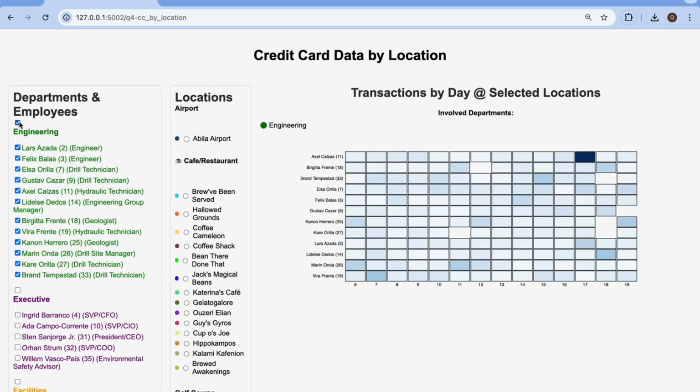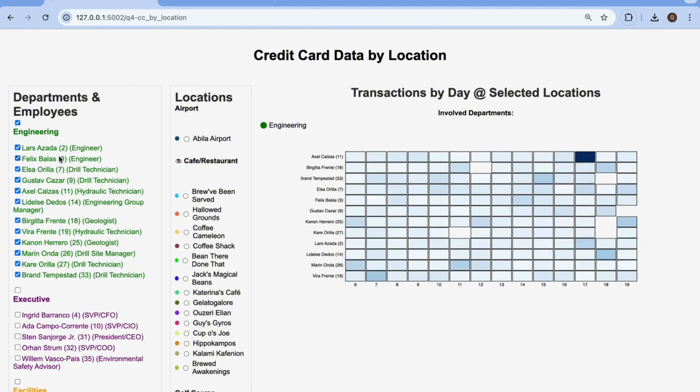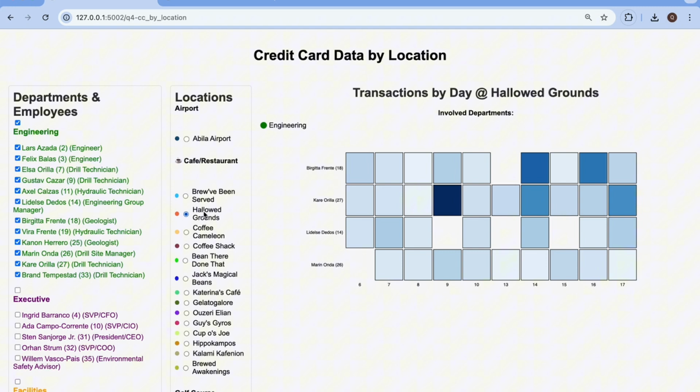If I select here, I can choose all the people in one department, or I can choose one by one. This dashboard shows how much people spend at the selected location over time. We can filter by department, as I just showed, and also select multiple individuals. Let's see, how about we choose Hallen grounds, and here the heat map updates accordingly.